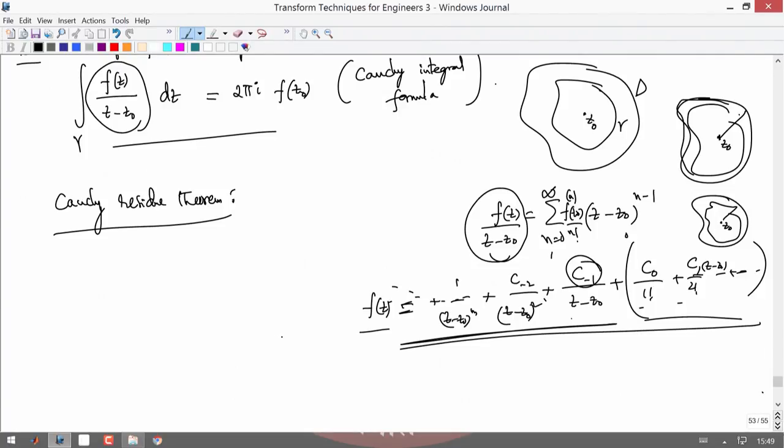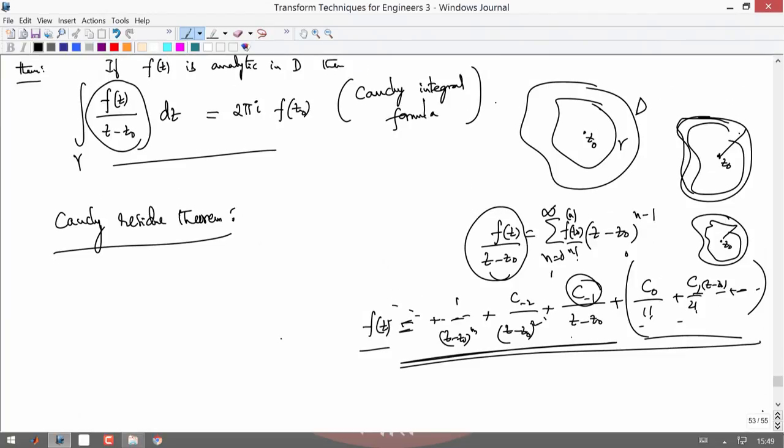So these are three different kinds of singular points, and the residue theorem tells you that if f of z is analytic in D, an open connected set D, except at z naught, z 1, z 2, up to z n, some finite points inside D.